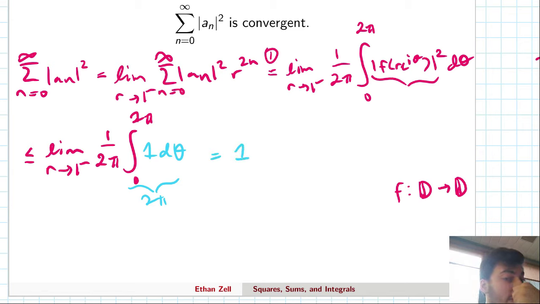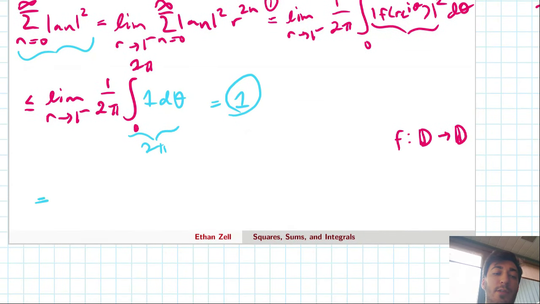Okay, so all this is to say is that this sum here is bounded above by 1. It's a sum of non-negative real numbers, which means that its partial sums are a monotone sequence, which are bounded by this 1, which means that this is convergent. So this boundedness and the fact that it's this sum of these absolute values implies convergence.